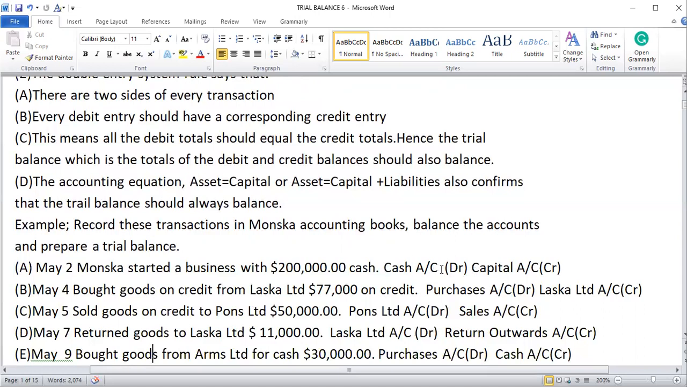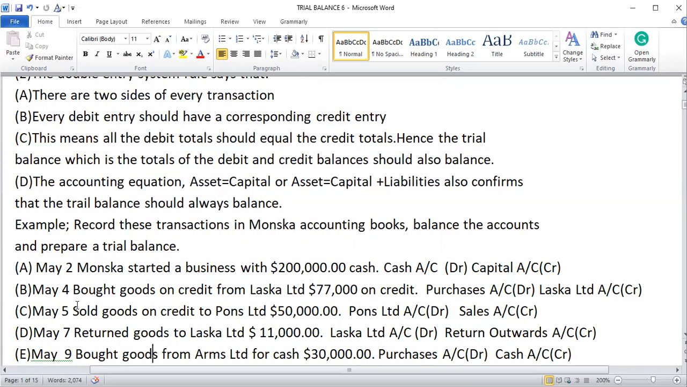The cash account is receiving the cash, so it has to be debited. And the capital account is giving out the cash, so it has to be credited with the $200,000. That's the double entry. So you see, that is a single transaction, but it has two effects: the cash account receiving the cash is debited, and the capital account giving out the cash is credited.